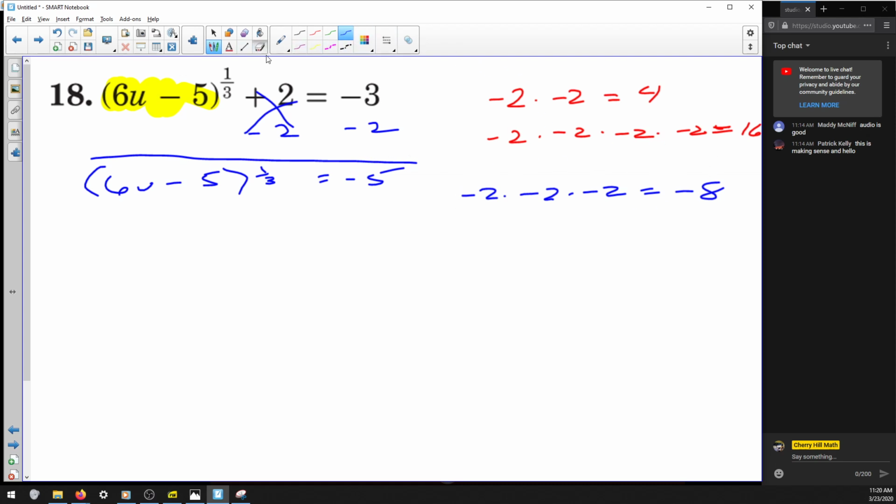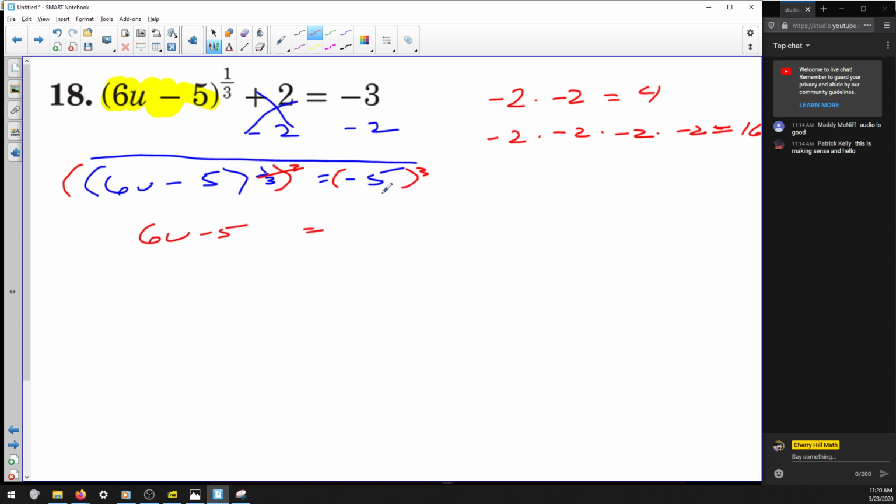So for this problem, we're going to solve just like we normally would. Now that we have the plus 2 by itself, we are going to raise it to the 3rd power. I'm going to take this whole thing, and to get rid of the 1/3, I'm going to raise it to the 3rd. I'm also going to take negative 5 and raise it to the 3rd. Again, 1/3 and 3 cancel, and I'm just left with the 6u minus 5.